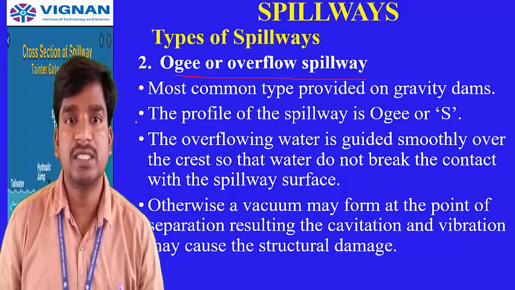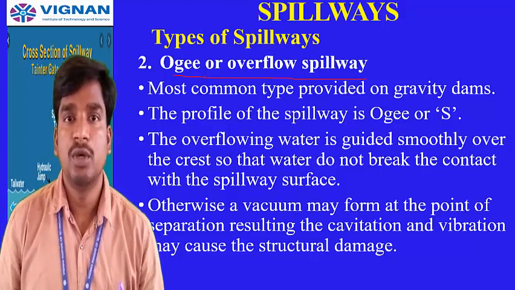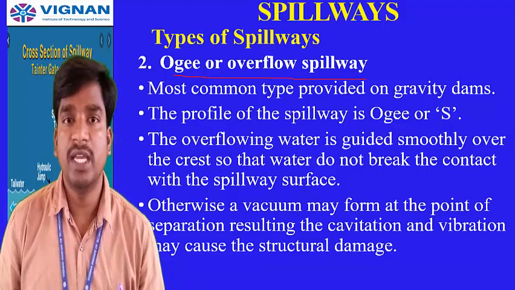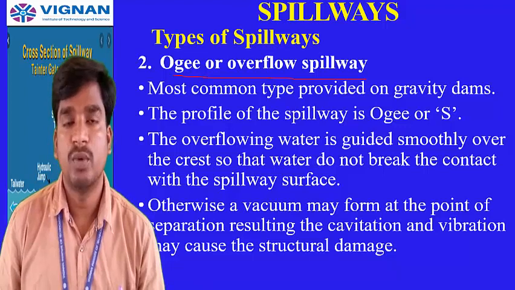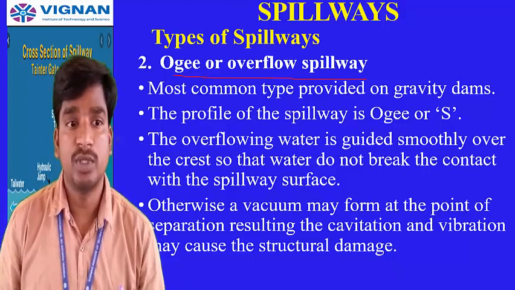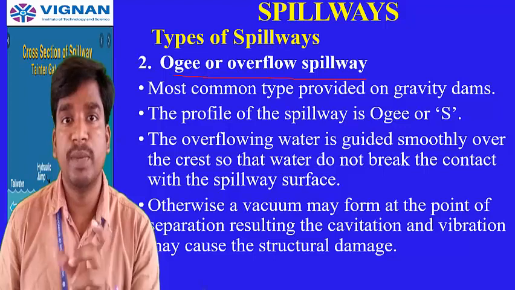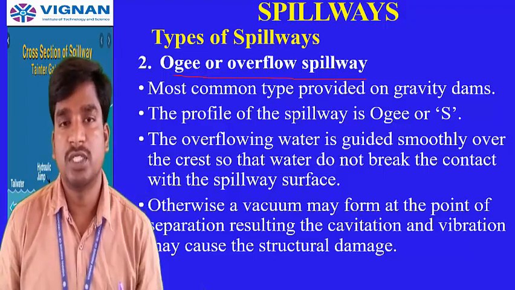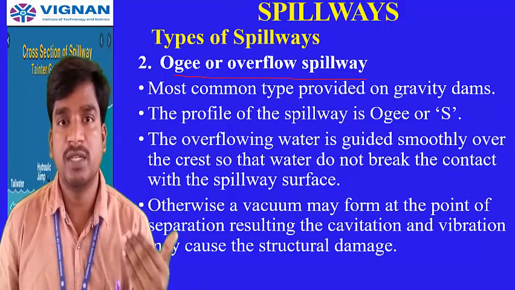This ogee spillway surface is completely curved, whereas in the free overfall spillway it is a vertical one. Water is completely dropped. Here the water is completely in contact with the surface. There the water is not in contact. It is maintaining some ventilation between the spillway and the water jet. So that is the difference between the previous vertical drop and this one.